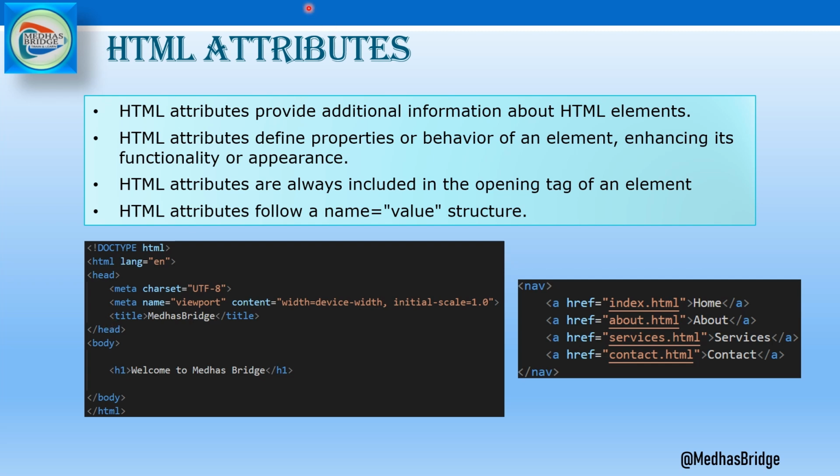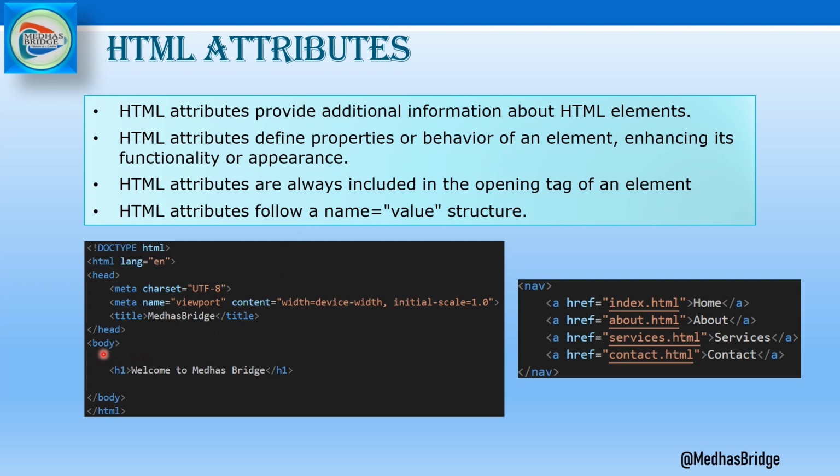Now what are we talking about? An attribute. If you want to provide additional information to the tag, in the sense of defining a property or a behavior of an element, enhancing its functionality or appearance on screen, these attributes help us. That's why HTML attributes define the properties or behavior of an element, enhancing its functionality or appearance. Are you clear? Good.